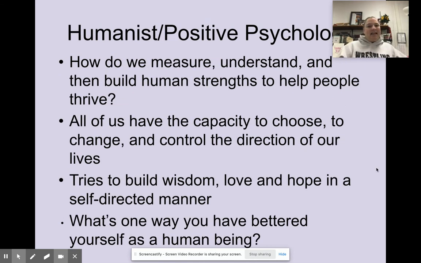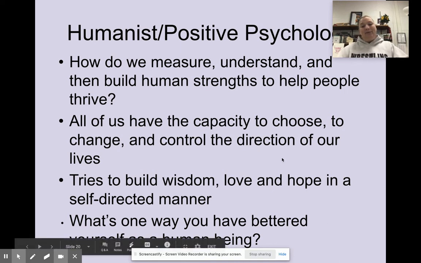Humanistic or positive psychology. How do we measure, understand, and then build human strengths to help people thrive? All of us have that capacity to choose, to change, and control that direction in our lives. That's the humanist idea. We try to build wisdom, love, and hope in a self-directed manner. So I want you to write down, what is one way you have bettered yourself as a human being? And in class, of course, we would share that.